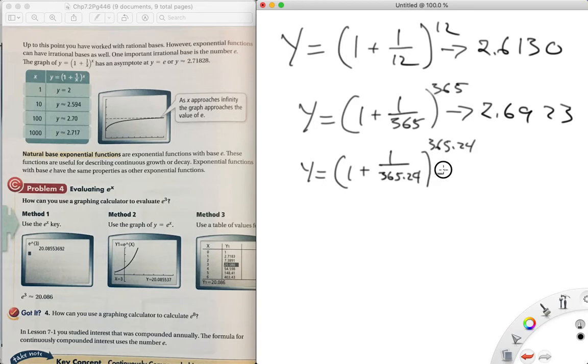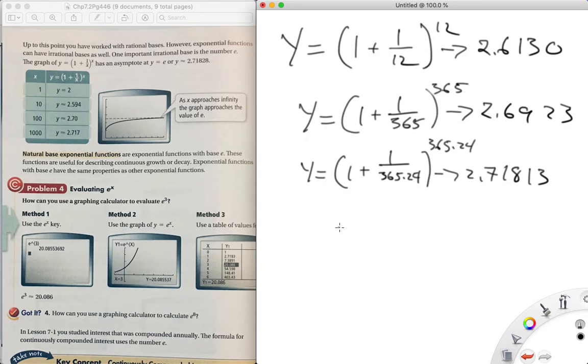I would get 2.71813. All right. Still getting to a particular number.